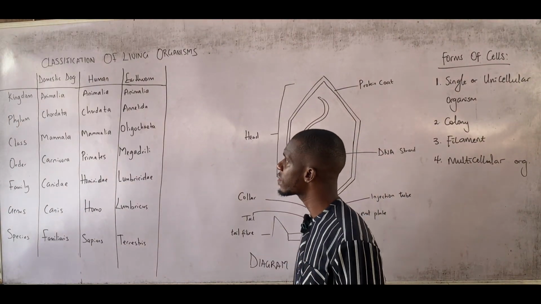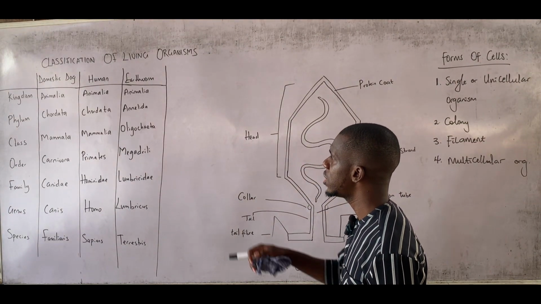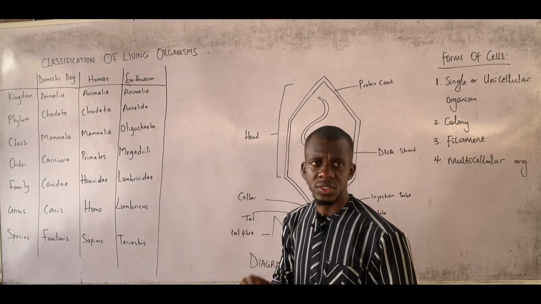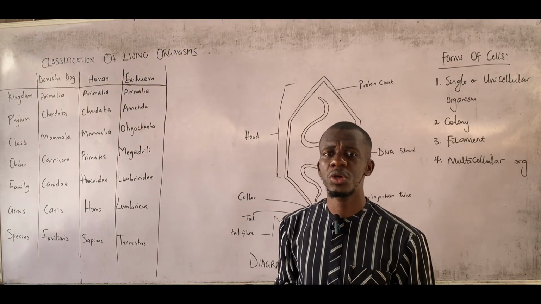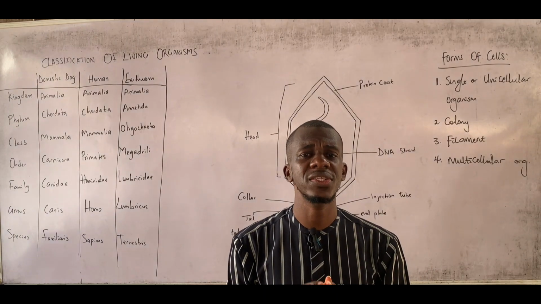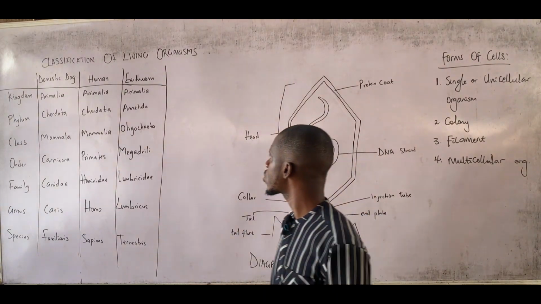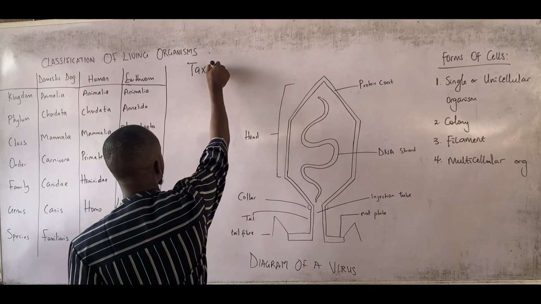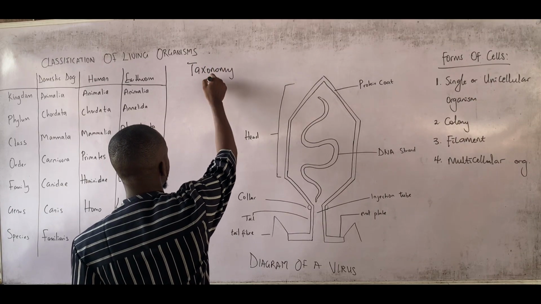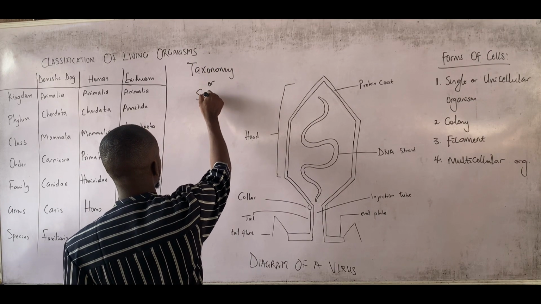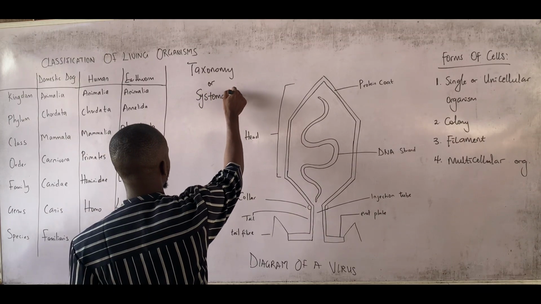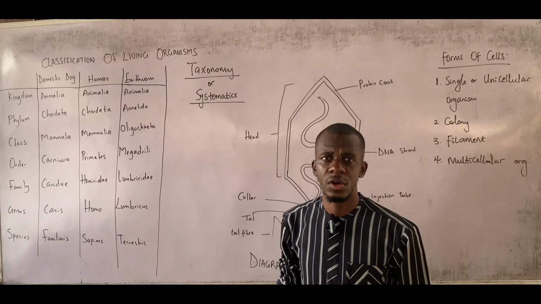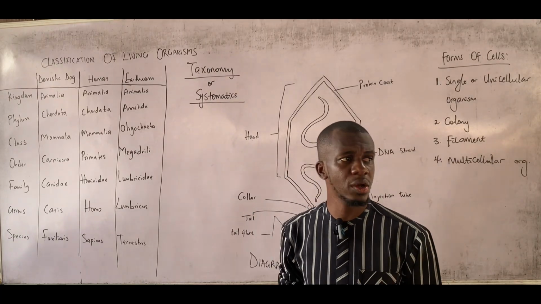But that's not our focus today. Our focus today is the classes of living organisms. We have what we call the scientific study of classification. It is also known as taxonomy, also called systematics. It is actually a branch of biology.